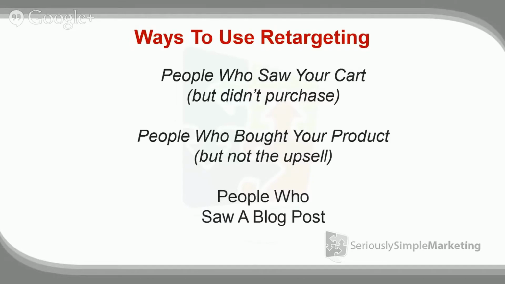Now you could also do people who bought your product, but not the upsell. So there's a great way to do it. So people who actually did see the thank you page, but did not see the upsell's thank you page, right? Which might be either another upsell or a downsell. And so you could define the exact same mechanism and do that.